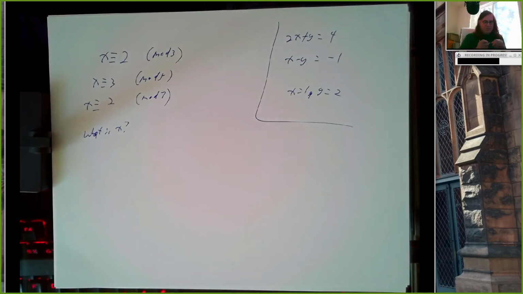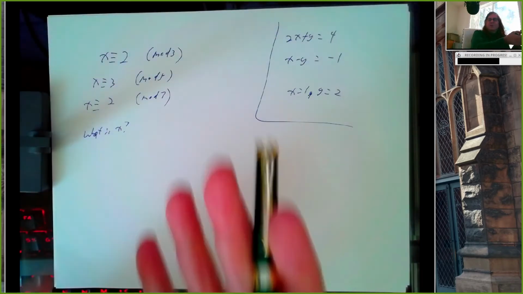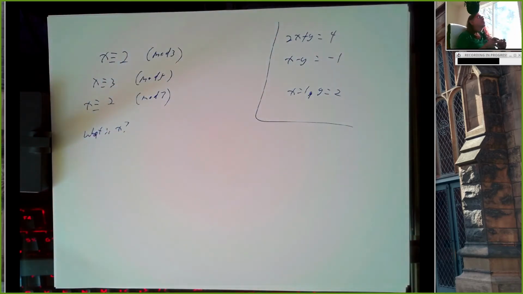And this problem pops up in a Chinese text that's several thousand years old, and so this is why it's called the Chinese remainder theorem, because it states this question and it gives you an answer to it.